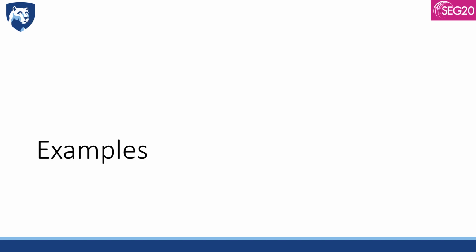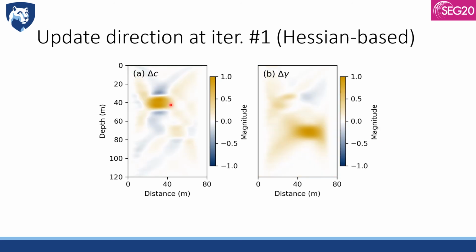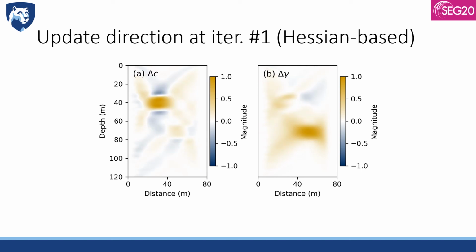Now let's get back to the example I mentioned at the beginning of the talk. Here are the target models for velocity and Q values, with circular anomalies at different locations. When we adopt the Hessian-based method, this is the update direction at the very first iteration, so it is the final product of the inner loop at the first outer loop iteration. Let's compare with the gradient-based method. With the Hessian-based method, the velocity direction gets sharper. More importantly, the crosstalk in the attenuation direction is significantly mitigated.